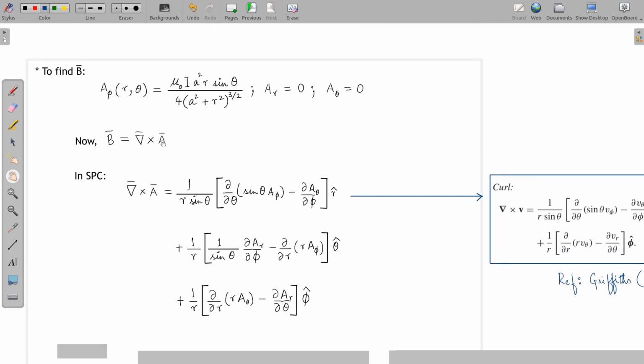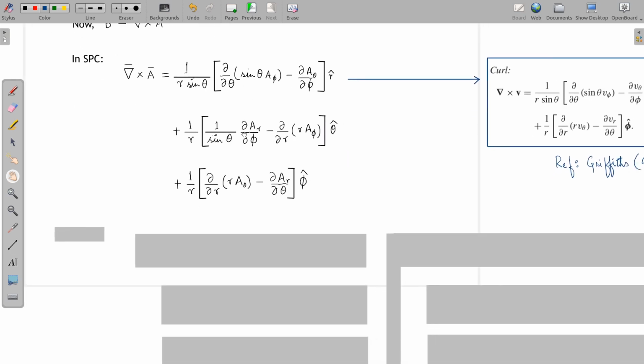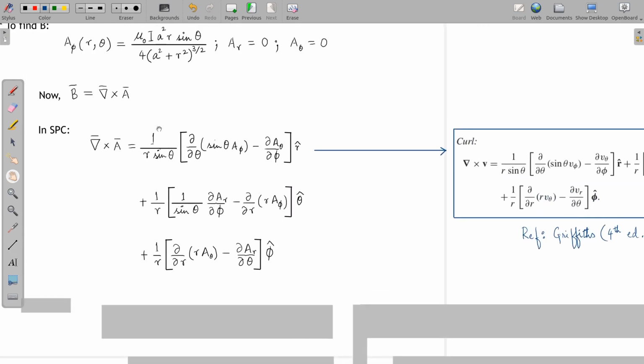So we have A r, A theta and A phi. A r and A theta are anyway 0. So what is going to be left behind is only A phi. So we just find out each of these components. The first one is going to be the B r component, the radial component of the magnetic field. Let me just write this down here. This entire thing is going to be the radial component, so this is B r. Then this entire component is going to be the polar component of B, so this is B theta. And this entire thing is going to be the azimuthal component of B, so this is B phi.